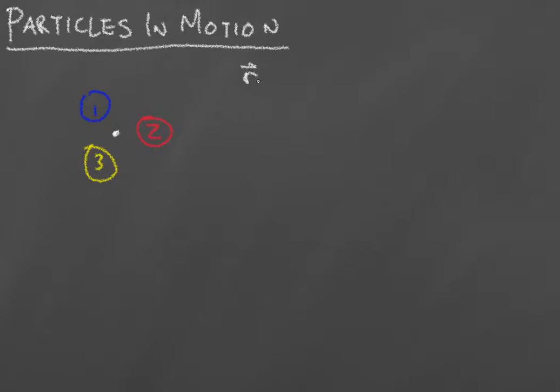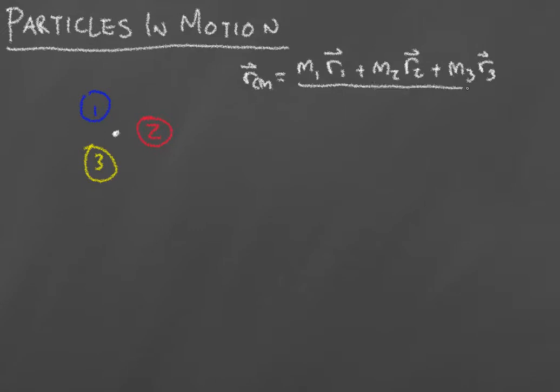And we know that our initial center of mass is going to be mass 1 times its position plus mass 2 times its position plus mass 3 times its position, divided by the sum of the masses.